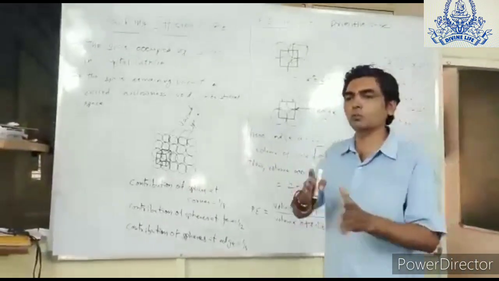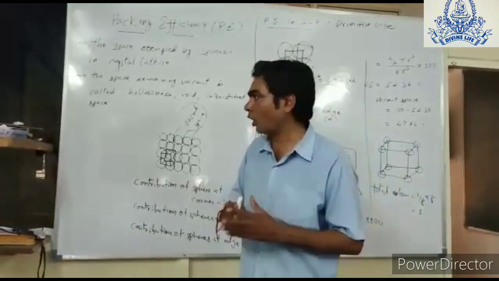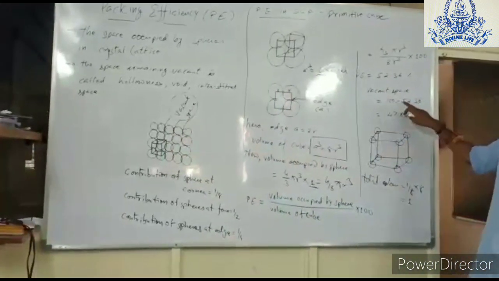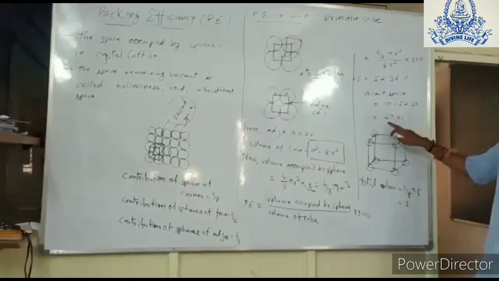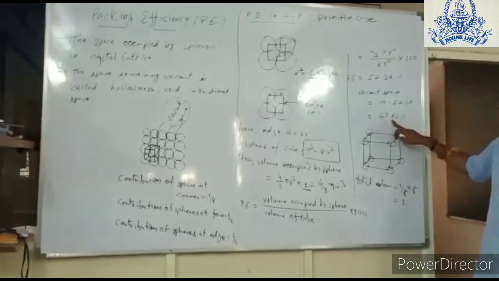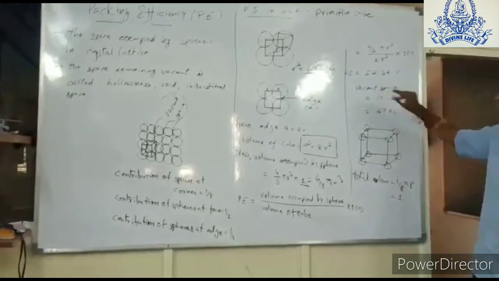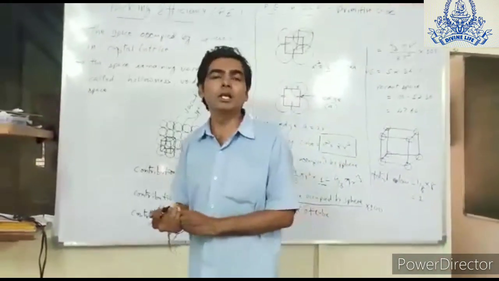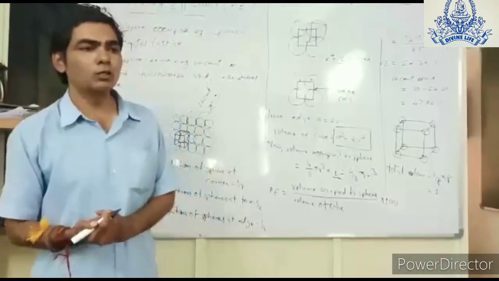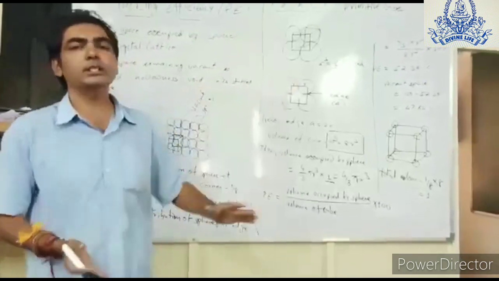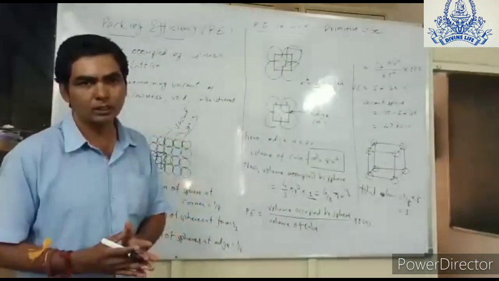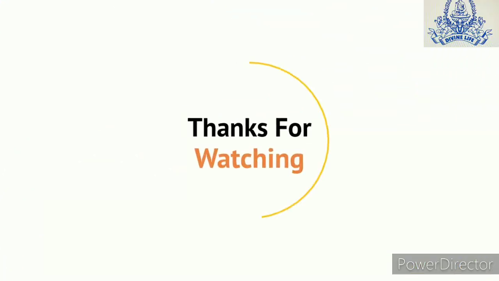So 52.36% volume is occupied by spheres. So how much vacant space? Vacant space equals 100 minus 52.36, and that will be 47.64. So this will be the vacant space. So this was packing efficiency in SCP. And next we are going to study packing efficiency in BCC, body centered cubic arrangement. Thank you.